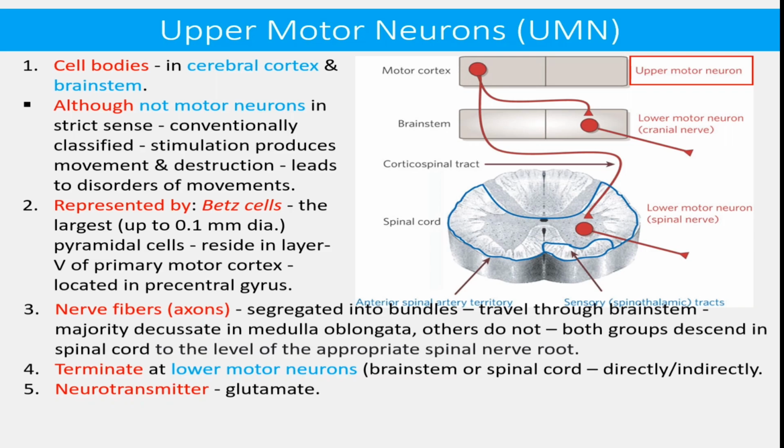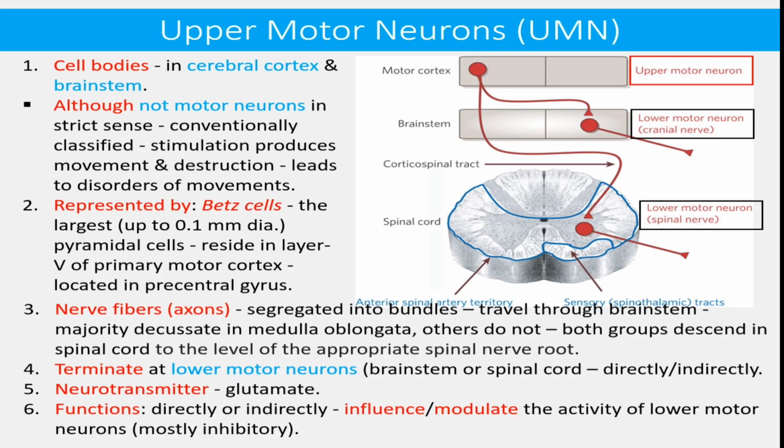They terminate at lower motor neurons directly or indirectly, and they secrete glutamate at their nerve terminals. As regards their function, they directly or indirectly influence or modulate the activity of lower motor neurons, and their action mostly is inhibitory on the lower motor neurons.